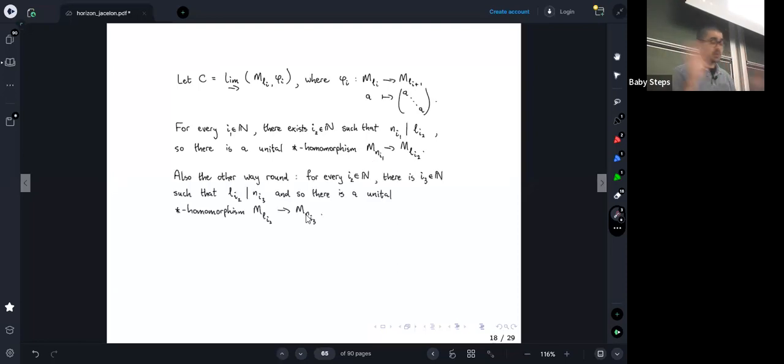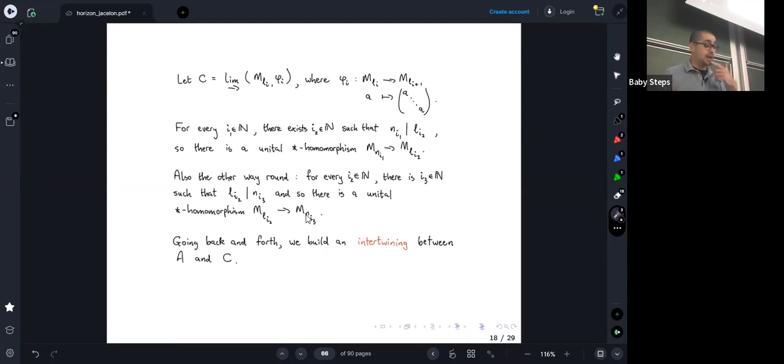And in fact, the other way around is true for similar reasons. So if I start with any Li2, if I go far enough along, Li2 will divide Ni3. So I have a map from MLI2 to MNI3. So what I'm going to do is just go back and forth like this. I'm going to go from the MNs down to the MLs, back up to the MNs, down to the MLs like this. And going back and forth like this, we'll construct what's called an intertwining diagram between the two sequences.